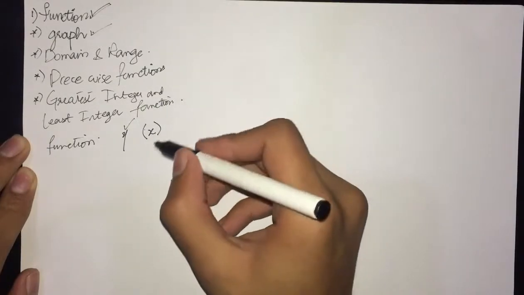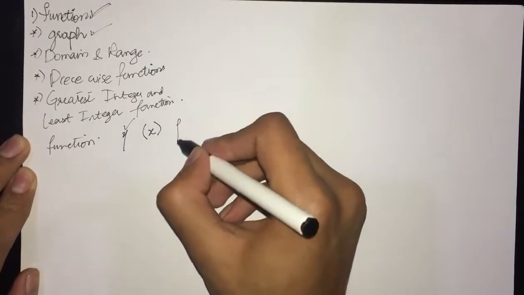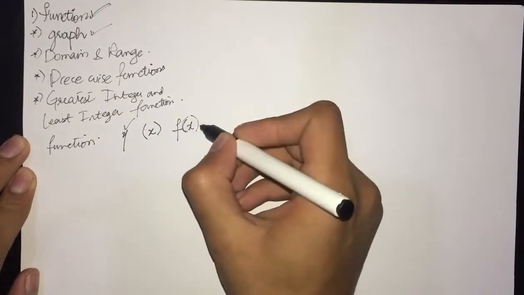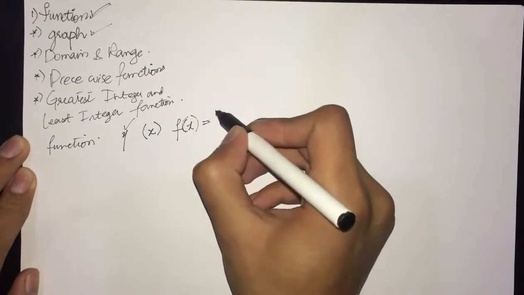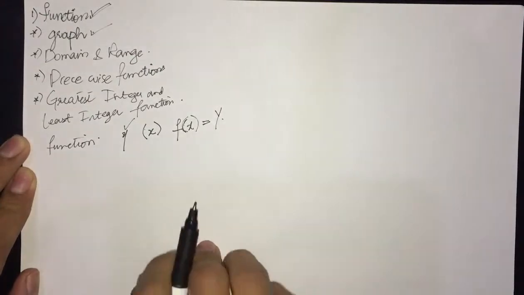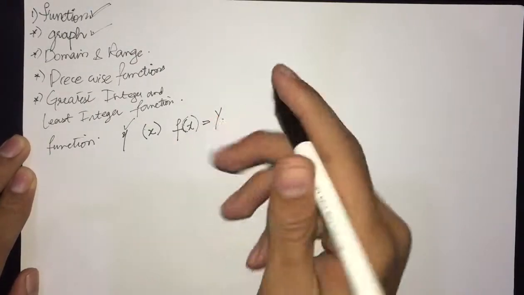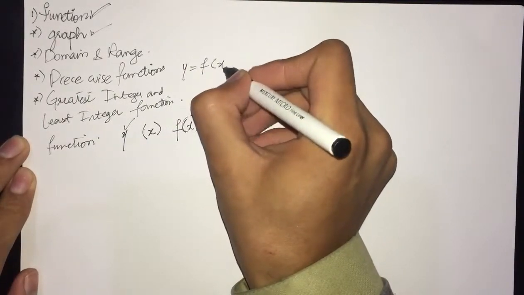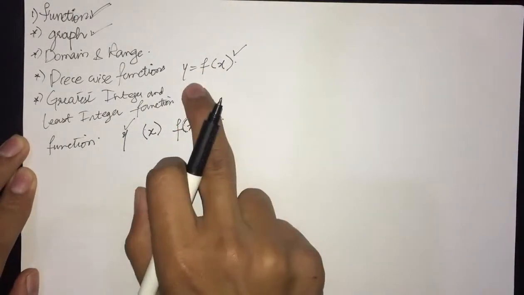So how do we write a function? We write a function like this. We write f of x. So y, the dependent variable, is a function of x. So we write it like y equals f of x. So this right here is a function.